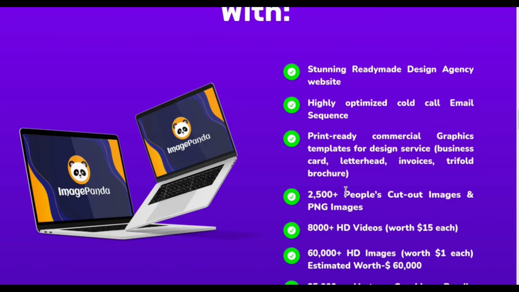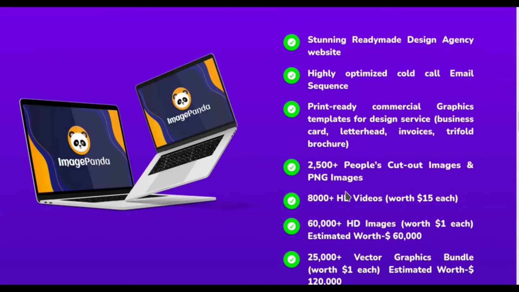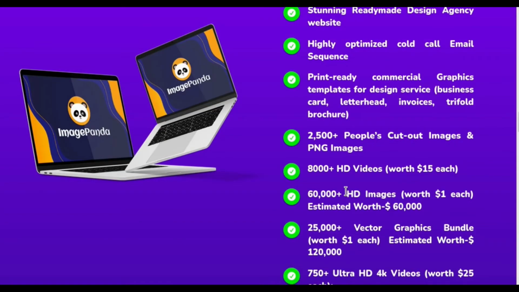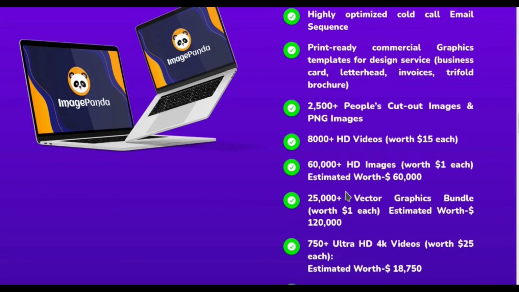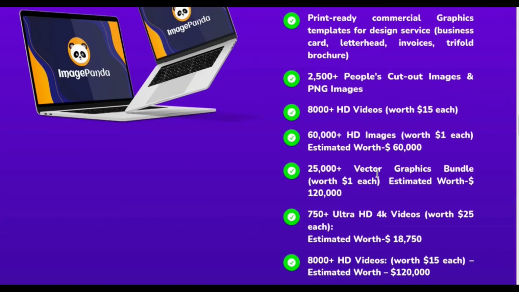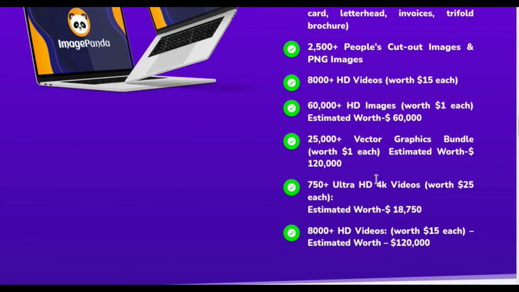8,000 plus HD videos worth $15 each. 60,000 plus HD images worth $1 each, estimate worth $60,000. 25,000 plus vector graphics bundle worth $1 each, estimate worth $120,000. 750 plus Ultra HD 4K videos worth $25 each, estimate worth $18,750. 8,000 plus HD videos worth $15 each, estimate worth $120,000. But now let's see how it works briefly.